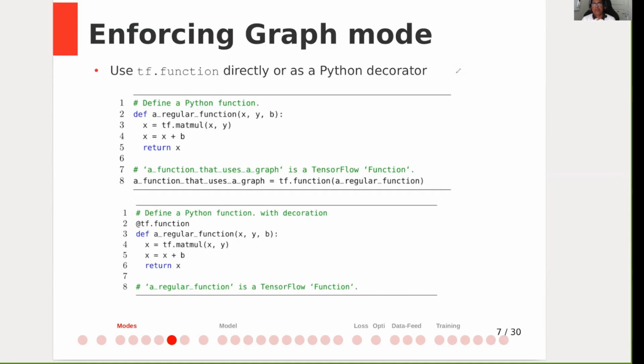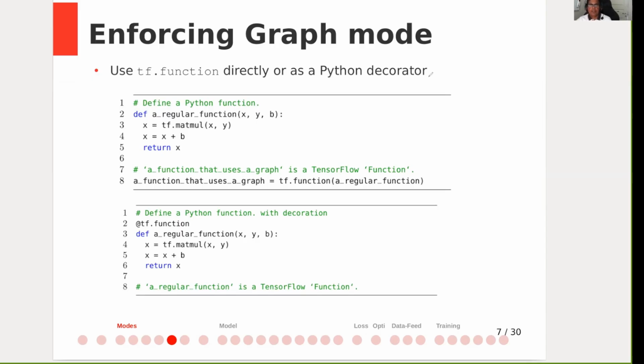Sometimes you want to change the eager execution mode to the graph mode in order to get the advantage of the graph mode. In those cases, you want to enforce the graph mode, which can be done using the feature known as tf.function. tf.function can be used directly as a function or as a Python decorator.